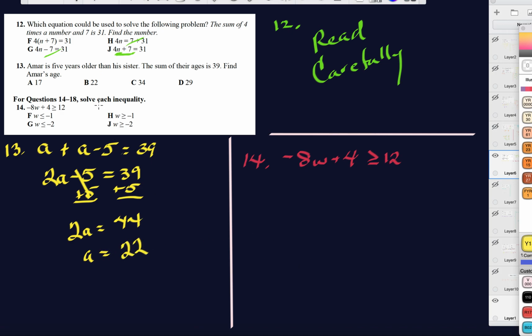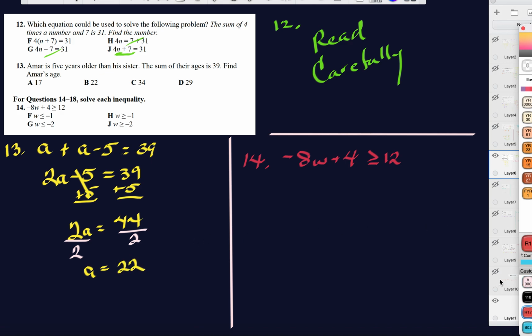Oh, sorry, let me go back. A equals 22. You already know that, but I'm going to show how to get there just because I should. Divide both sides by 2. All right. And now I'll write it correctly. A equals 22.